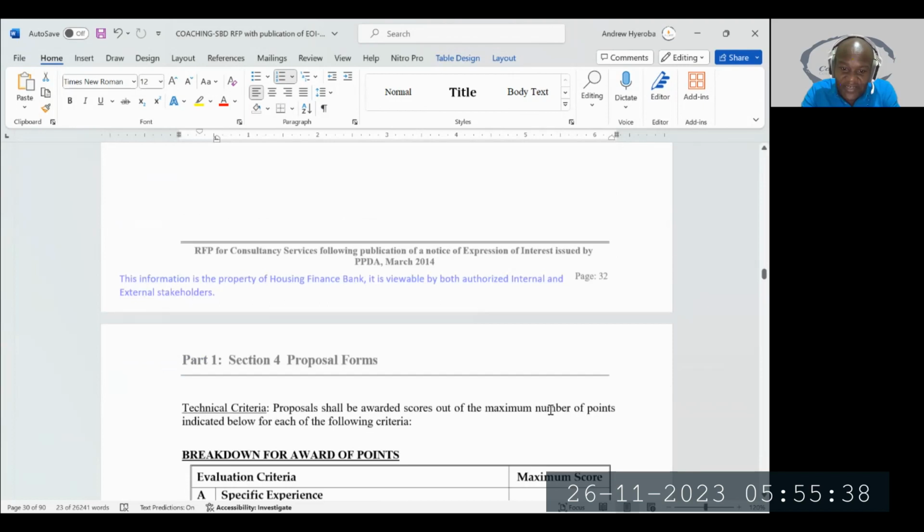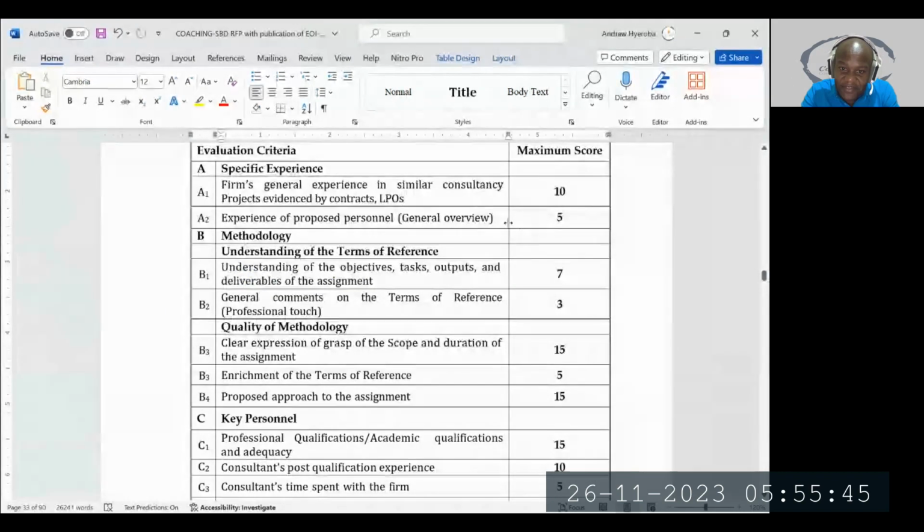Evaluation criteria: they'll give us 10 marks if we have experience in coaching. They'll give us 5 marks if the experience of our personnel is good. If we understand the TORs and the deliverables, 7 marks. If we comment on the TORs, give it a professional touch to show that we understand what coaching is, 3 marks. How many is that altogether? 10 plus 5, 15, plus 10, 25 marks. The quality of the methodology, 25, 30 plus 5, that is 35, plus 25 is 60.